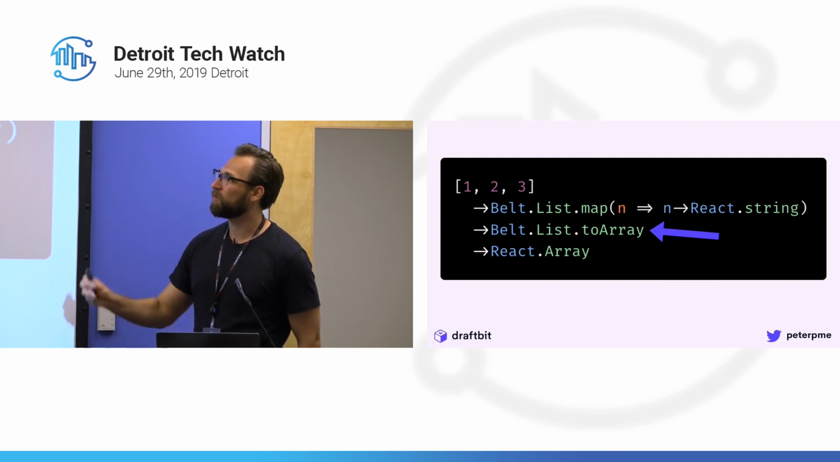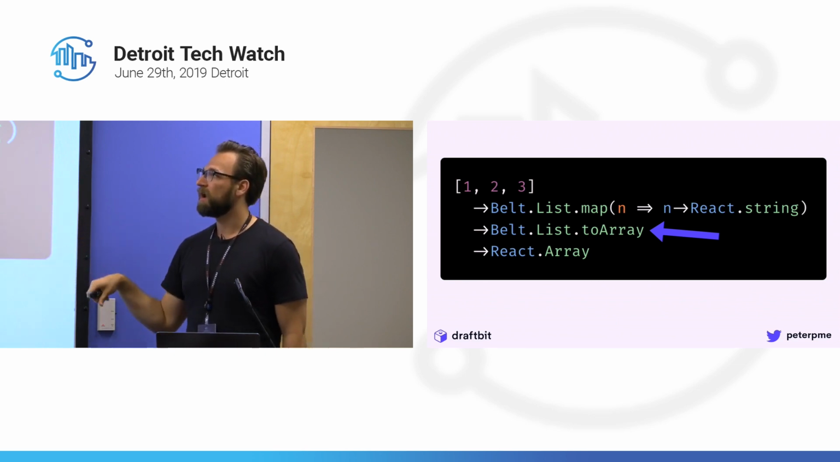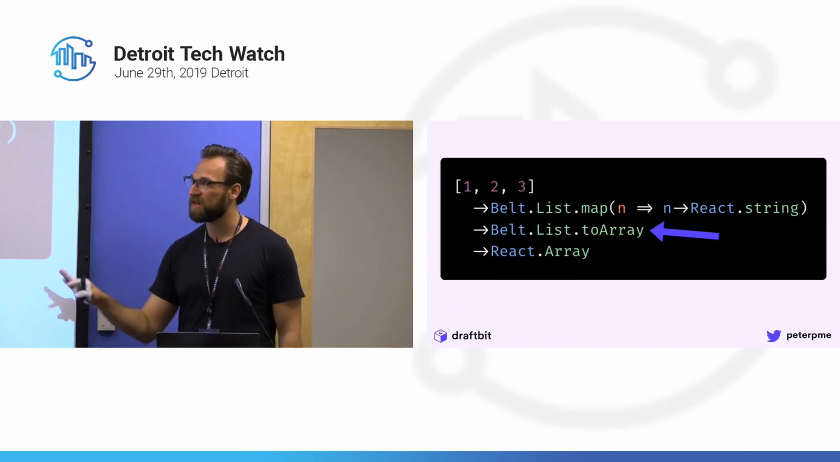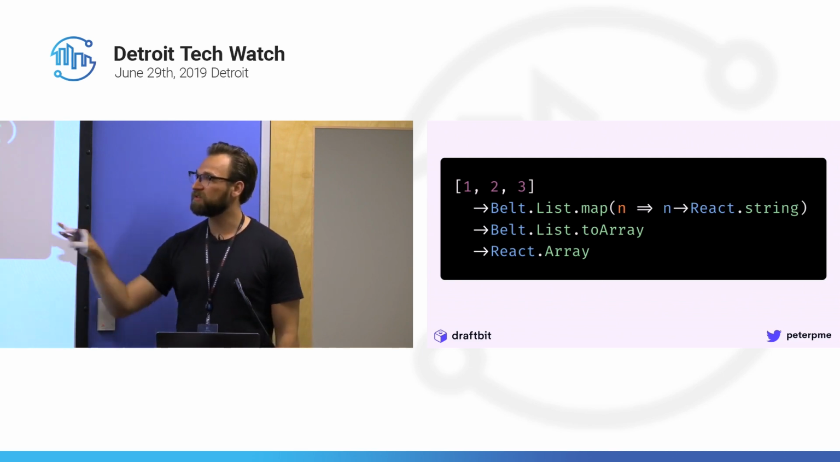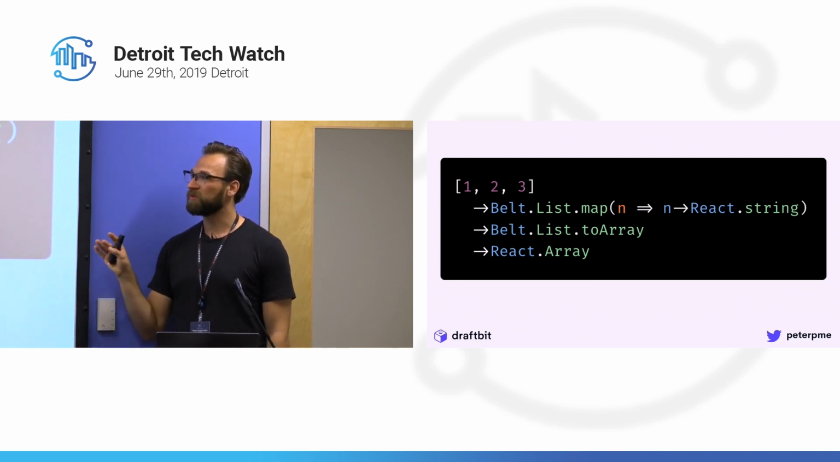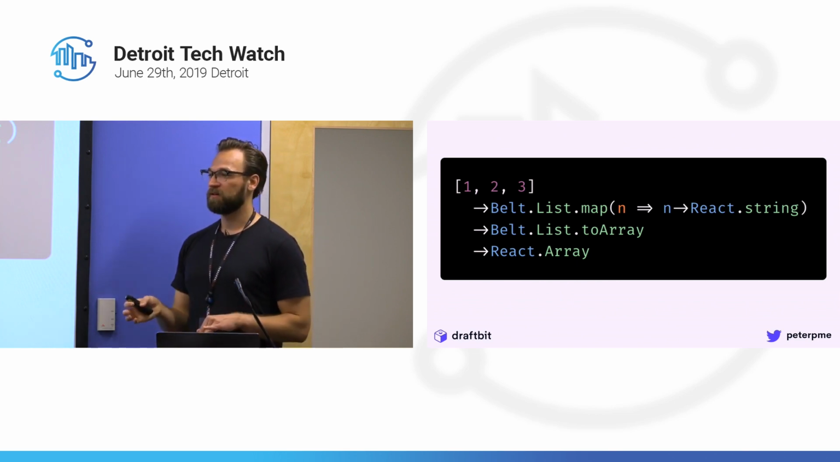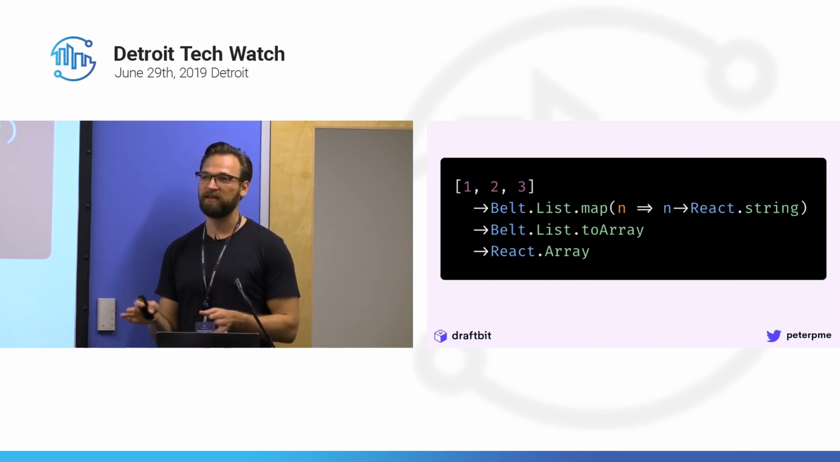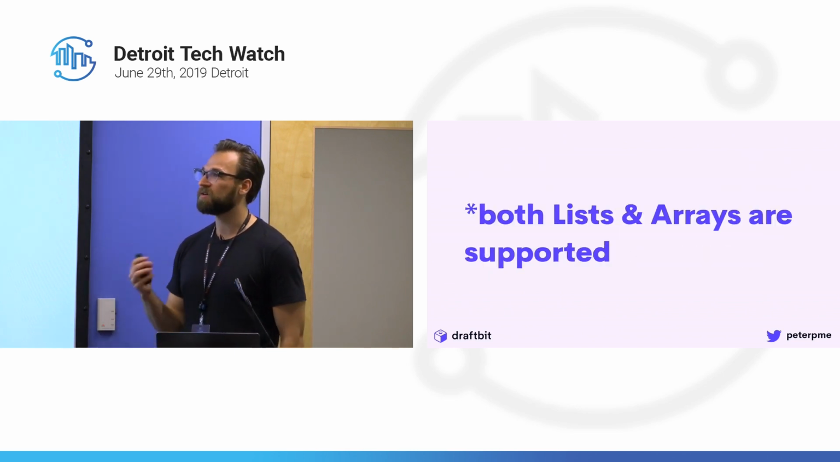So let's go over what is going on next here. We map the things that we usually do, and then we do this toArray thing. Because React supports arrays but doesn't support lists, we convert that list to an array. And then lastly, we render. This is the typing part, the React.string thing: we turn it into a React element that the React on the JavaScript side can read and know is going to be exactly what you're telling it. Anyway, both lists and arrays are supported.